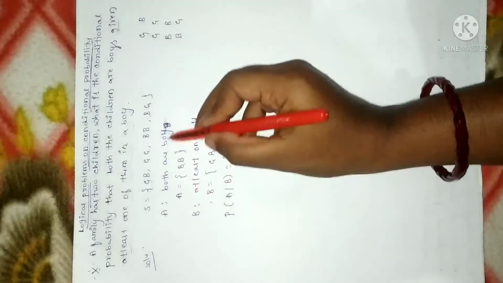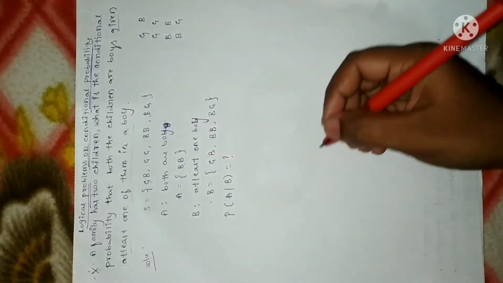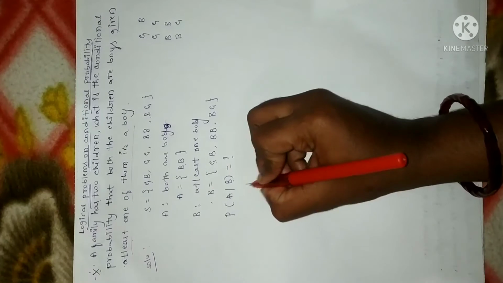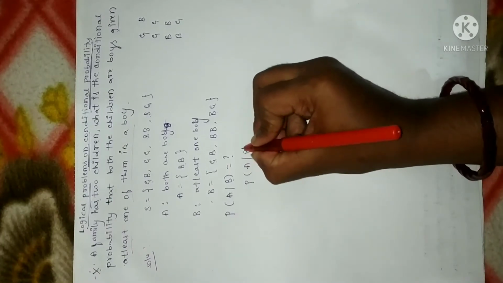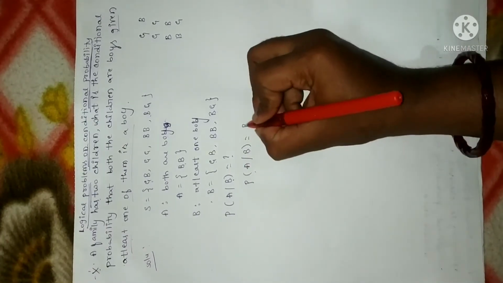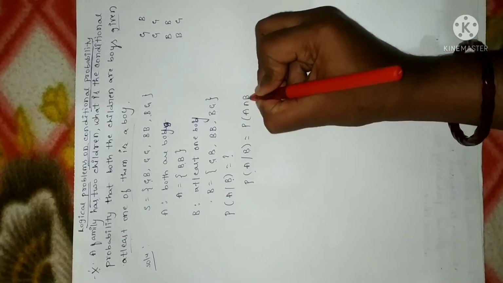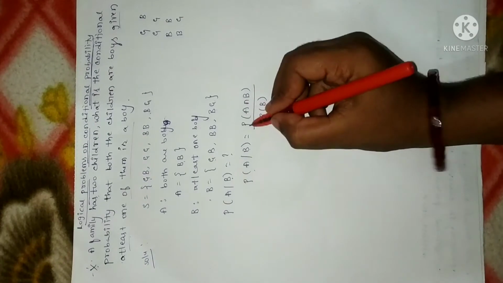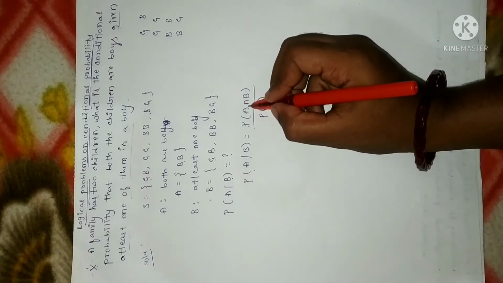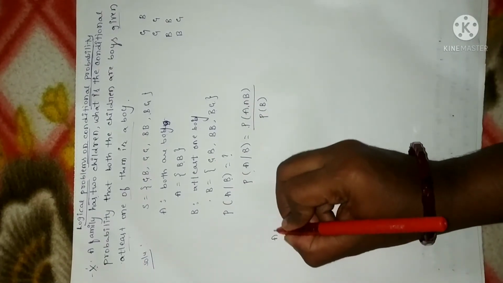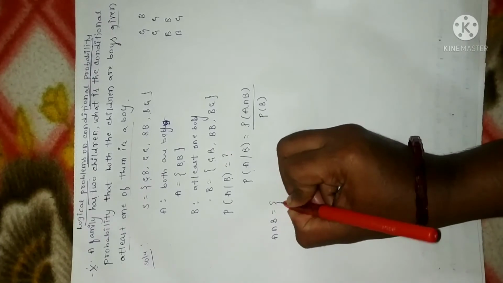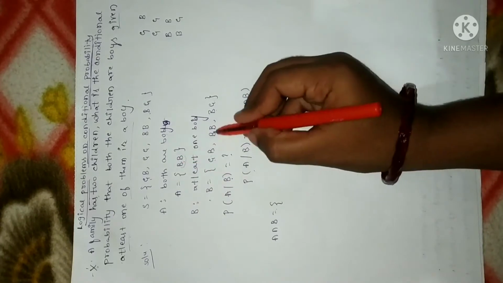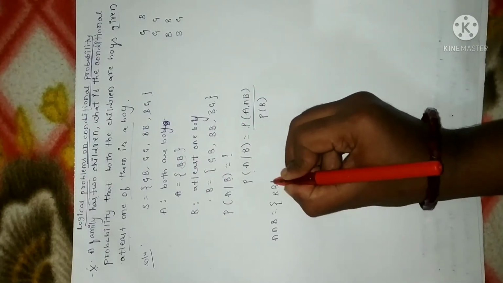That is probability of both are boys when at least one is a boy, right? So this is what we have to find. So let me write down the formula, that is conditional probability of A with respect to B is probability of A intersection B divided by probability of B. Now first we have to find probability of A intersection B. Before that, let me find A intersection B. A intersection B in the sense common element between set A and set B. Clearly common element is BB, right?